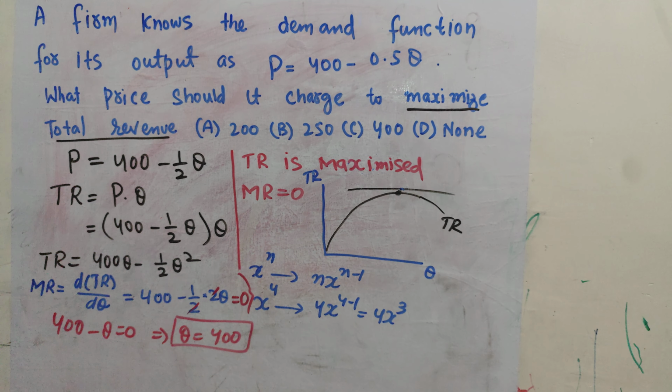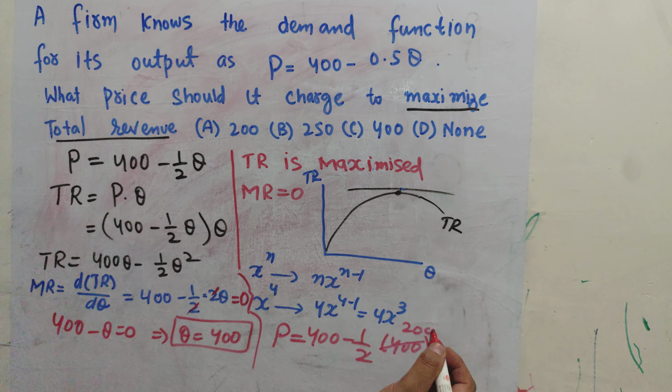Now what will be the corresponding price that maximizes the total revenue? Price will be equal to, plugging the value of Q equal to 400 in the inverse demand function, 400 minus 1 upon 2 times 400. So 2 ones are 2, 2 twos are 200. So we get P equal to 400 minus 200, which gives us 200 as the total revenue maximizing price. The price that maximizes the total revenue is 200.